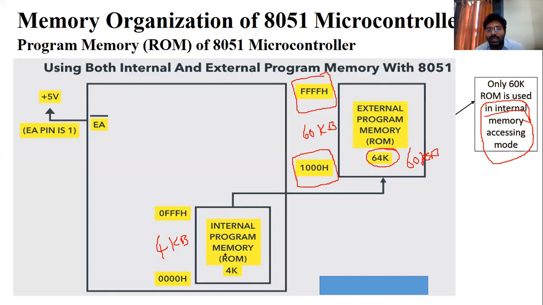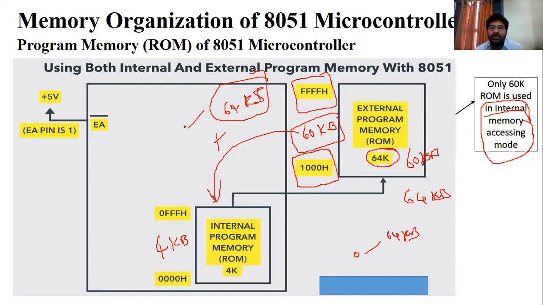So 4 KB of internal memory we are using. For the remaining, what is the actual external memory? 64 KB. The 64 KB starts at address location 0 to the 64 KB locations. But in this internal accessing memory mode, it can start at 1000H to FFFFH. Only 60 KB is used. The remaining 4 KB is used as internal. So totally 64 KB.